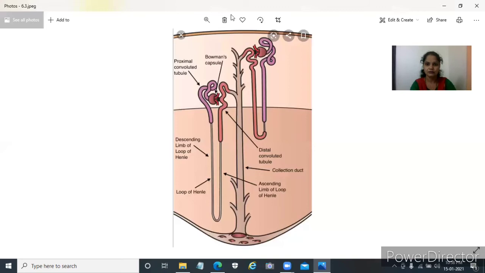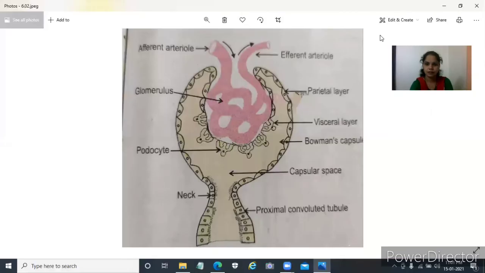Now, this nephron has a number of parts. Look at this structure.